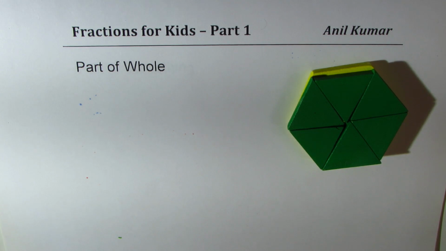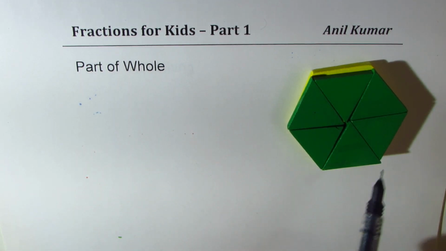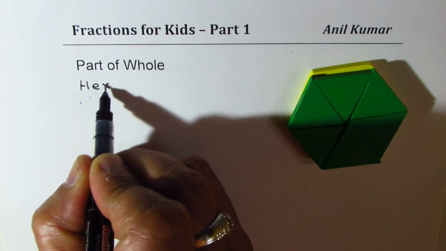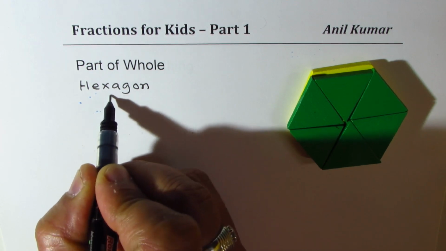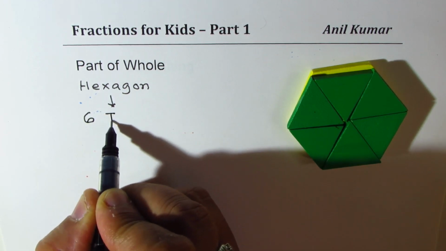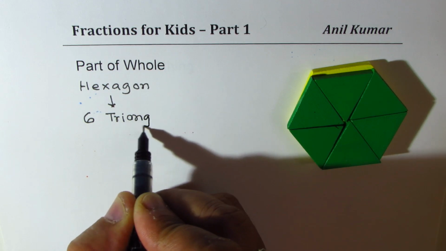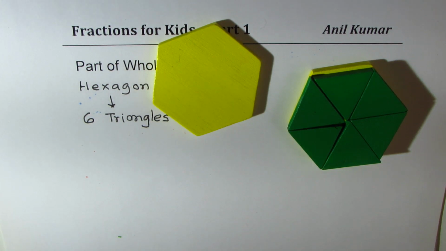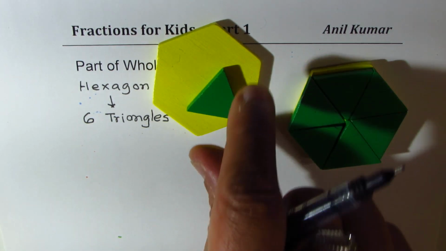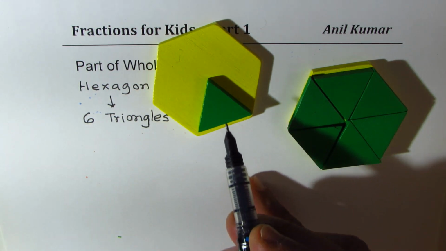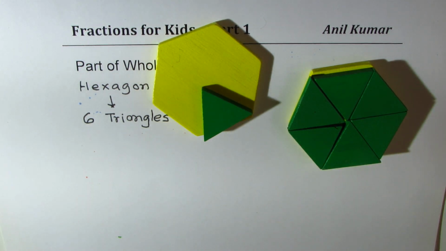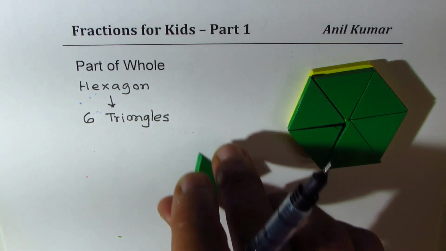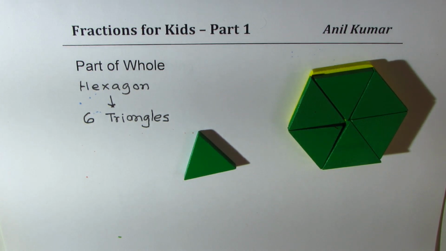So let's look back at part of whole. So here I have one hexagon. So what I've done here is that I have divided one hexagon into 6 triangles. So what I have is one hexagon and I divide it into 6 parts, which are represented by these 6 triangles, right? So that is what I've done, as you can see here. Now my question is, how much is this one triangle equal to?